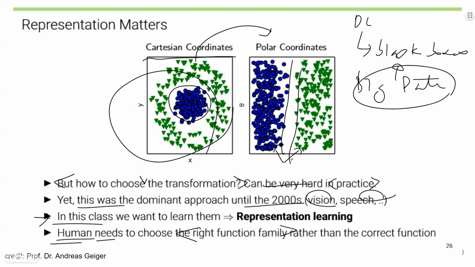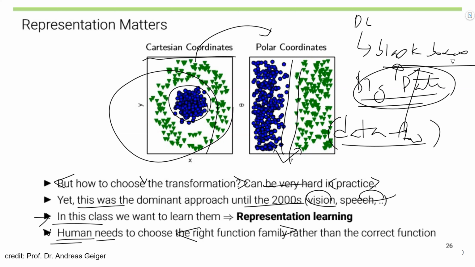Here, as this statement states, we need to choose the right function family, meaning that we need to design the data flow. We need to design the data flow in this black box. And if we don't correctly configure this black box, then even though we have so big data, it will not work. And in this class, we're going to learn what types of data flow we need to choose to solve our own problems.